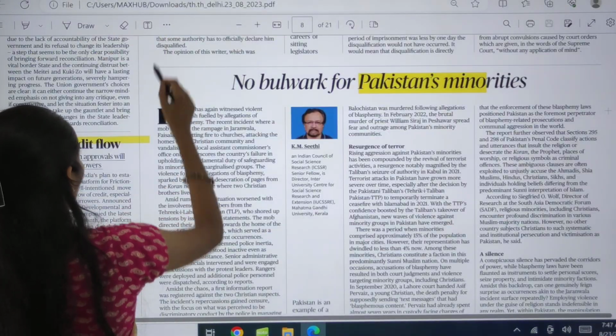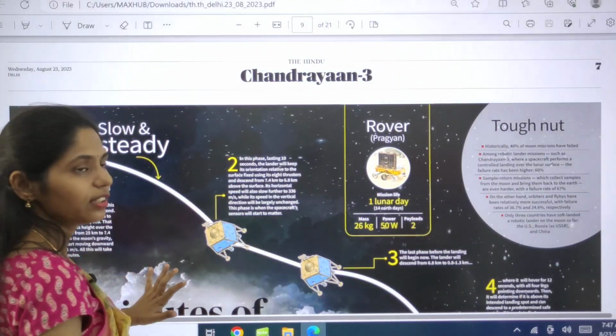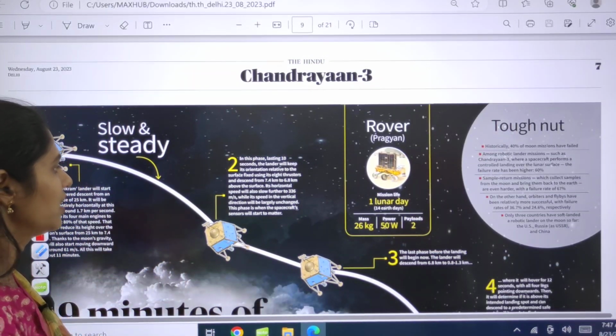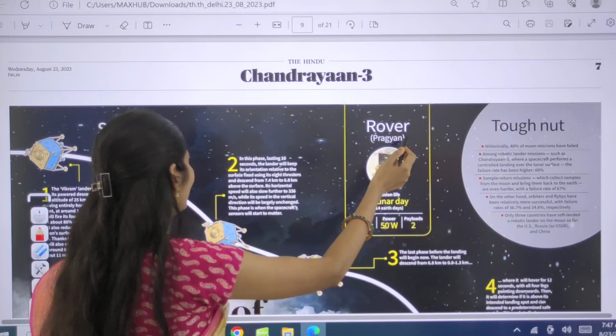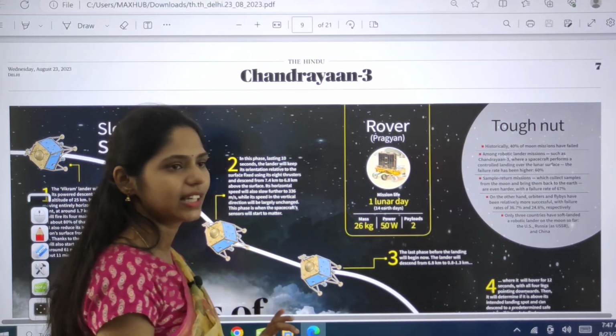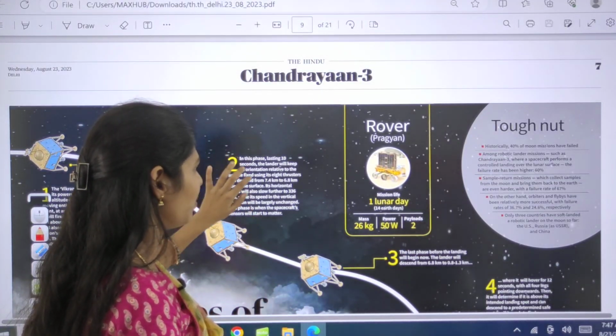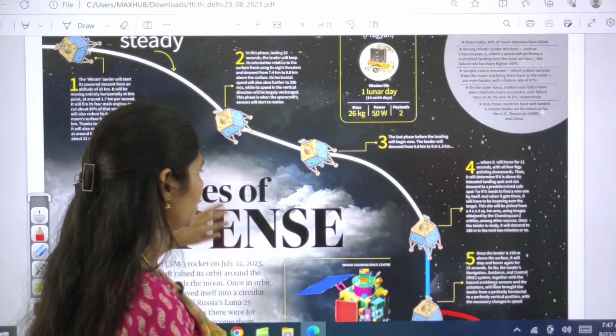And now let us move back to the paper. In today's paper, everything is about Chandrayaan. It is about the rover that you can see here, right? The mission life is one lunar day, that is 14 Earth days. Okay, that is very important, and you have to remember that: 14 Earth days.